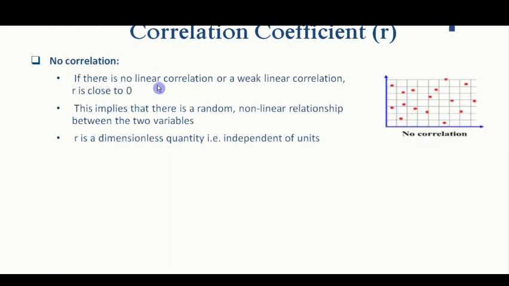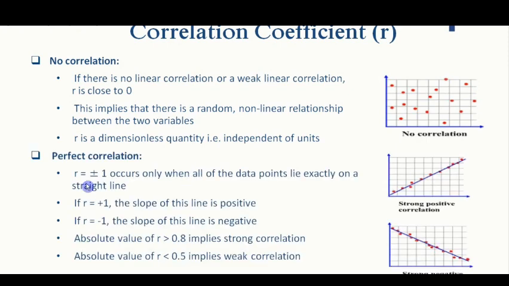If there is no linear correlation or a weak linear correlation, R is close to 0. This implies that there is a random or non-linear relationship between the two variables. R is a dimensionless quantity that is independent of units. That is very important, and why it is so I will explain to you with the help of a diagram in Excel. As I mentioned, R equal to plus or minus 1 occurs only when all the data points lie exactly on the straight line.